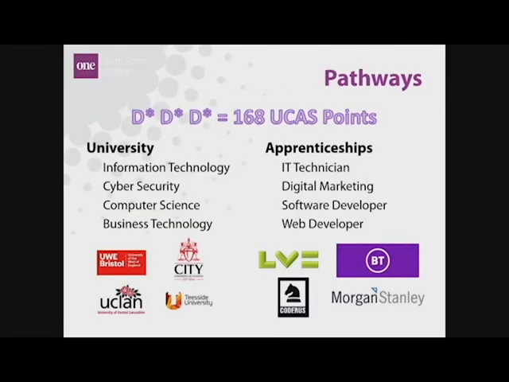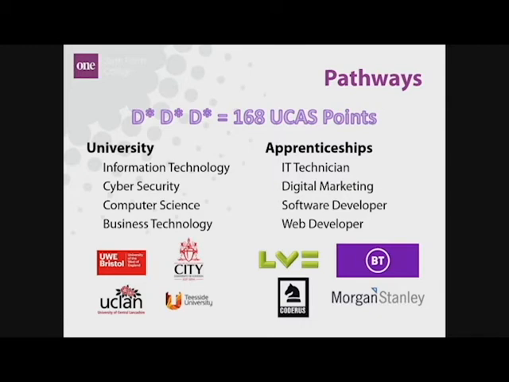So where does this course get you? Looking at the pathways, there are a number of options that our students have historically gone on to do. Well, first of all, let's look at the classification. The grade D star, D star, D star, which is the maximum possible grade for this qualification, is the equivalent to 168 UCAS points, or the same as AAA star for A levels.